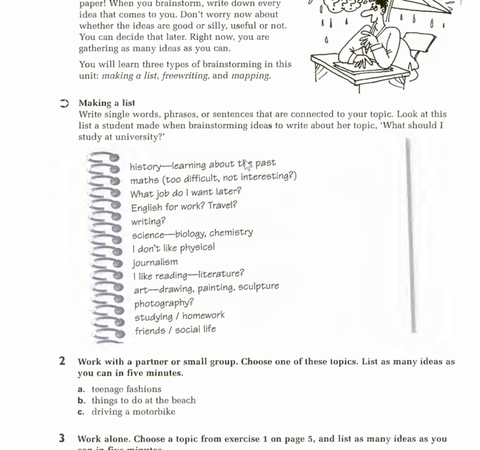Choose one of these topics. 3 topics are given. Each student should choose one. List as many ideas as you can in 5 minutes. The point is that you can gather as many ideas as possible, but only in 5 minutes. What are these topics? Teenage fashions. Now, we should think of what we mean by teenage fashions.